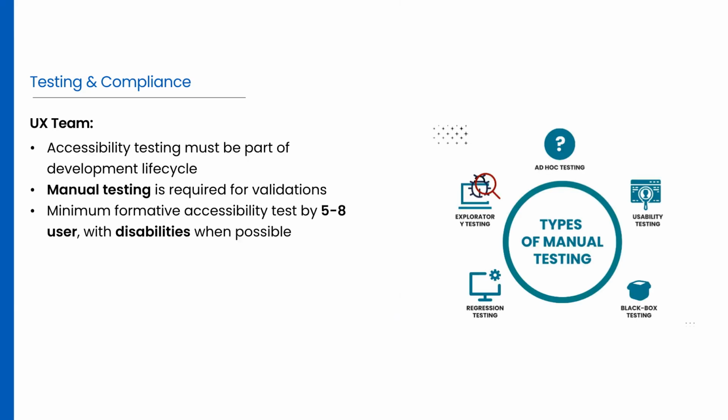Testing and compliance must ensure that accessibility is validated and maintained throughout the product lifecycle. The UX team must include accessibility testing as a core part of the development process. Manual testing must be conducted for proper validation, and at least 5 to 8 users must be involved in formative testing, including users with disabilities whenever possible. For example, testing with screen reader users helps identify real accessibility issues.